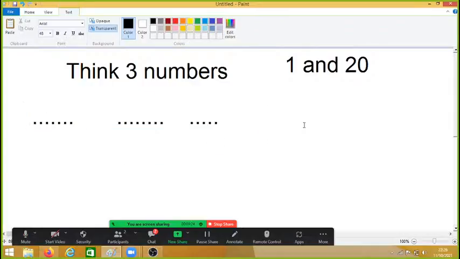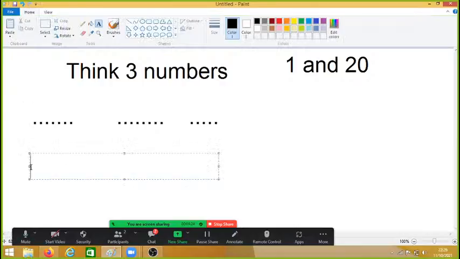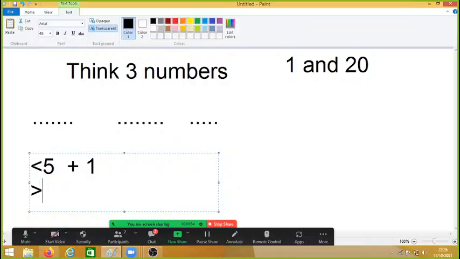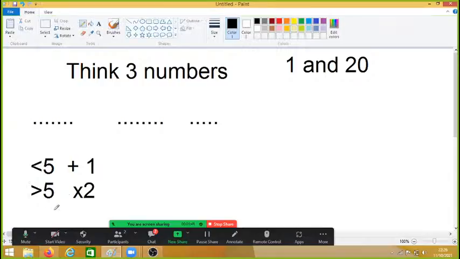Then for the numbers that you thought of, whichever numbers were less than 5, I want you to add 1 to that number. And whichever numbers were 5 or more, then I want you to double those numbers, times those numbers by 2. And then when you add up your numbers, that's your final score.